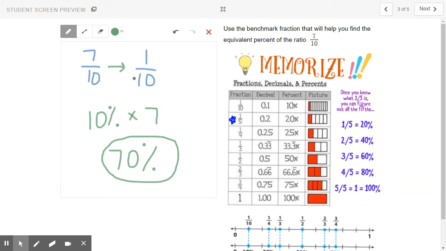So what I multiplied is 1/10 equals 10%. So 10% times 7 is 70%. That is the percent equivalent of 7/10.